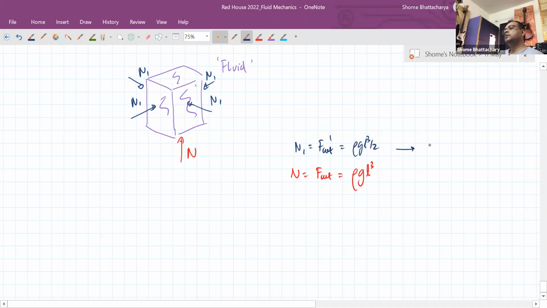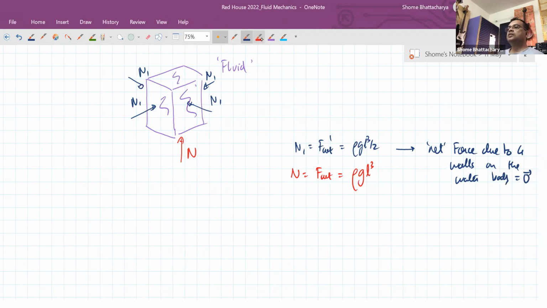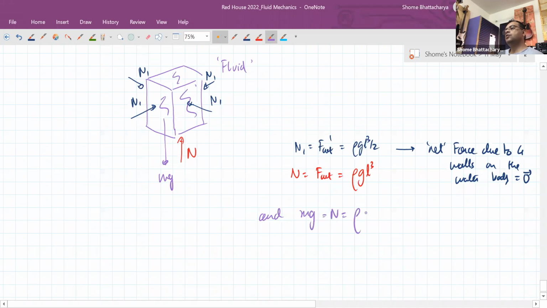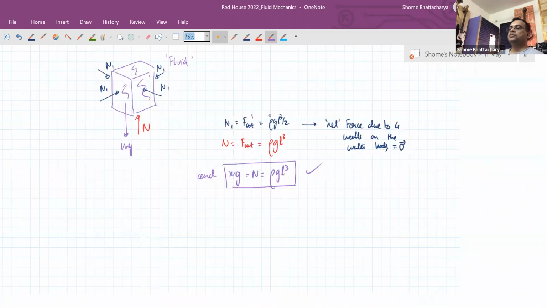Okay. But the net force due to the 4 walls on the water body is 0. It's a vector quantity. Okay. So ultimately the weight of the fluid body is balanced by this normal contact force. That's one important thing to realize.